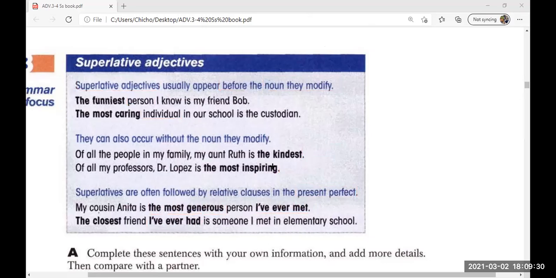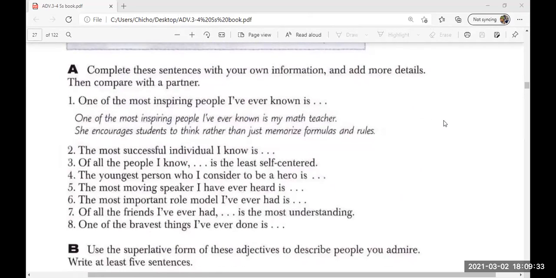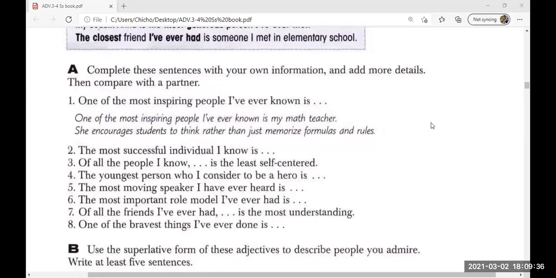Let's practice a little bit. It says complete these sentences with your own information and add more details, then compare with a partner. Here we have an example. One of the most inspiring people I've ever known is my math teacher. She encourages students to think rather than just memorize formulas and rules. Here we have the explanation of why you think that she is the most inspiring.